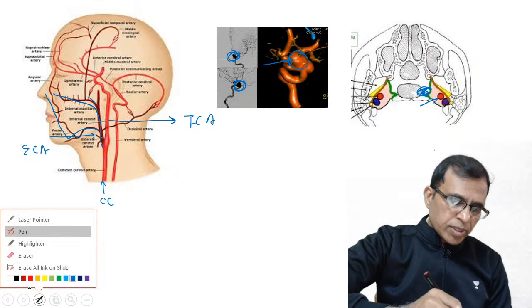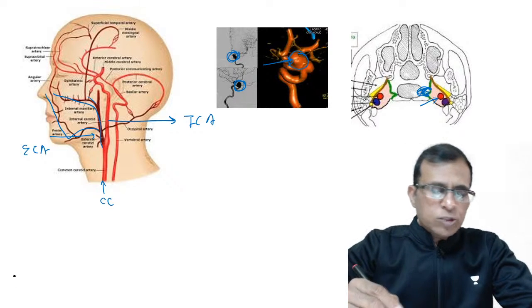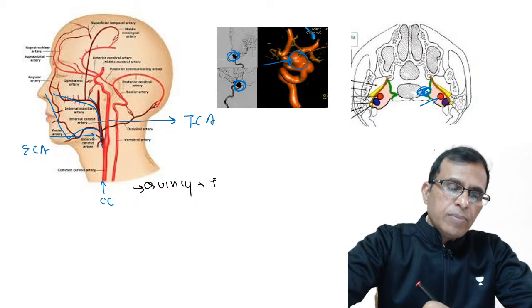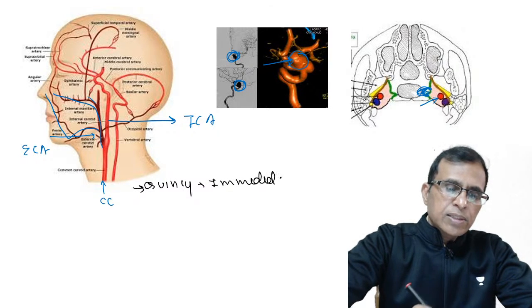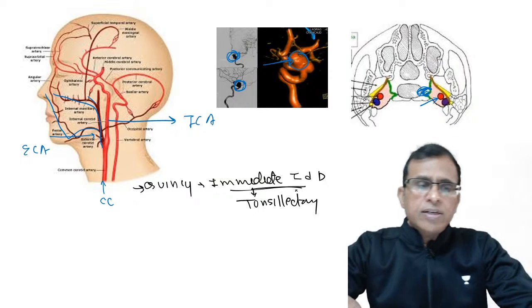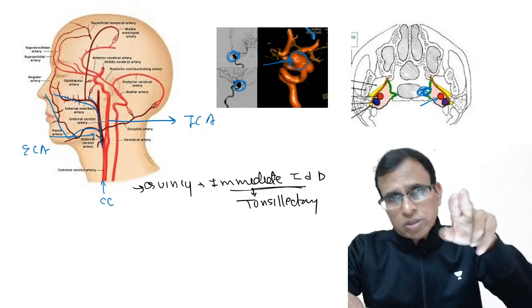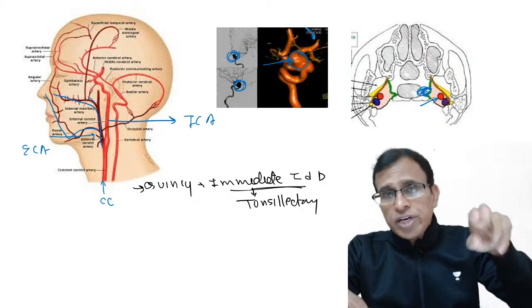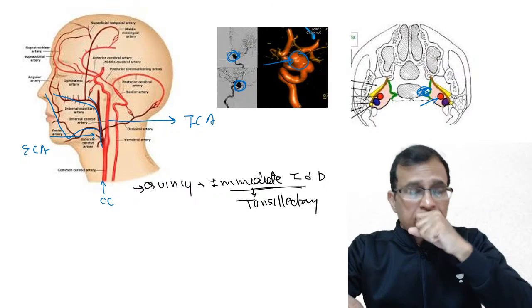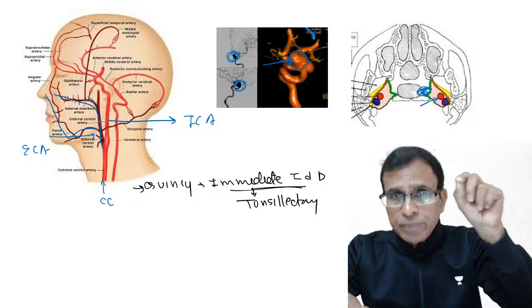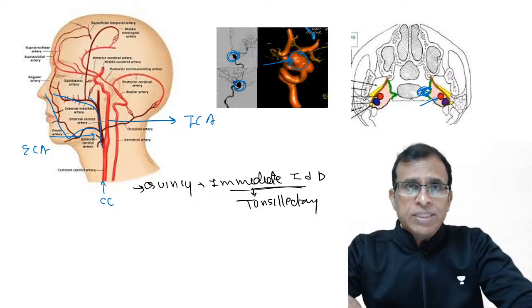Now I was telling you, the fact that internal carotid is 1 centimeter deep to the tonsil has two implications. For quinsy, you know what is the treatment of quinsy? Immediate incision and drainage followed by tonsillectomy. So immediate incision drainage means you put a needle through the tonsil and you drain the pus from the peritonsillar space. So if your needle goes too deep, because internal carotid artery is just deep to the tonsil, it may pierce the internal carotid artery and that might start bleeding.